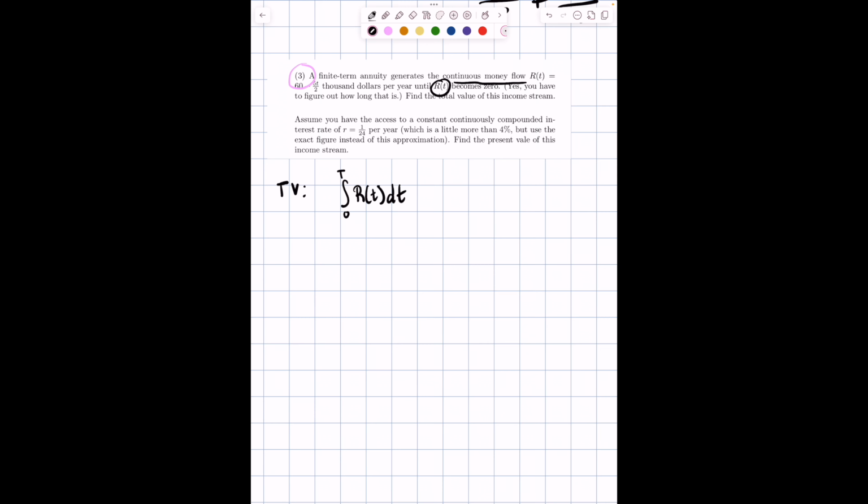So let's find this time first. So we know that this time occurs when R of t is equal to 0. So let's set 60 minus 5t over 2 is equal to 0. This is R of t. And now we'll solve. So I'm going to add the 5t over 2 over.